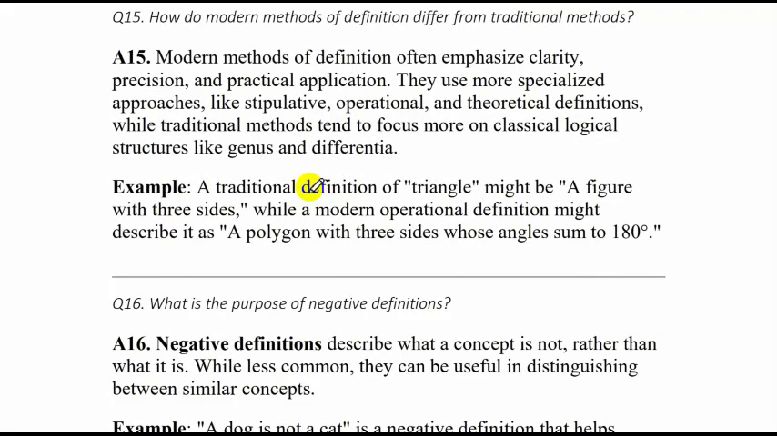How do modern methods of definition differ from traditional methods? Modern methods of definition often emphasize clarity, precision, and practical application. They use more specialized approaches like stipulative, operational, and theoretical definitions, while traditional methods tend to focus more on classical logical structures like genus and differentia. Example: a traditional definition of triangle might be "a figure with three sides," while a modern operational definition might describe it as a polygon with three sides whose angles sum to 180 degrees.